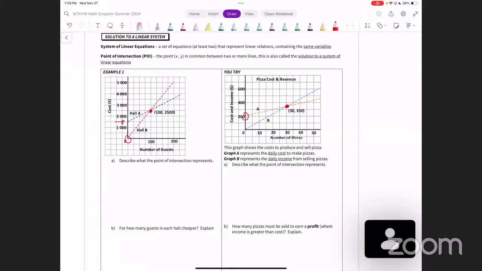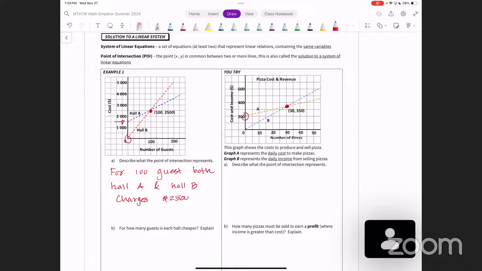The point of intersection is basically saying that for 100 guests, both hall A and hall B charge $2,500, isn't it? Are you seeing that?